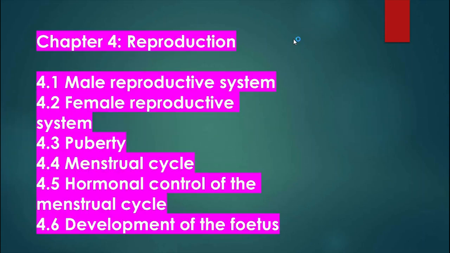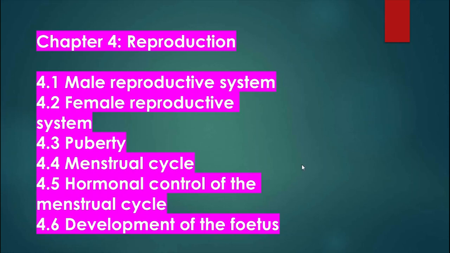You need to know the male reproductive system and the female reproductive system, be able to label them and give the functions of those parts. You need to know puberty, the menstrual cycle, hormonal control of the menstrual cycle, and the development of the fetus. If you know all these things, you'll be able to answer the questions under the topic of human reproduction. In this lesson, I cover all these things.